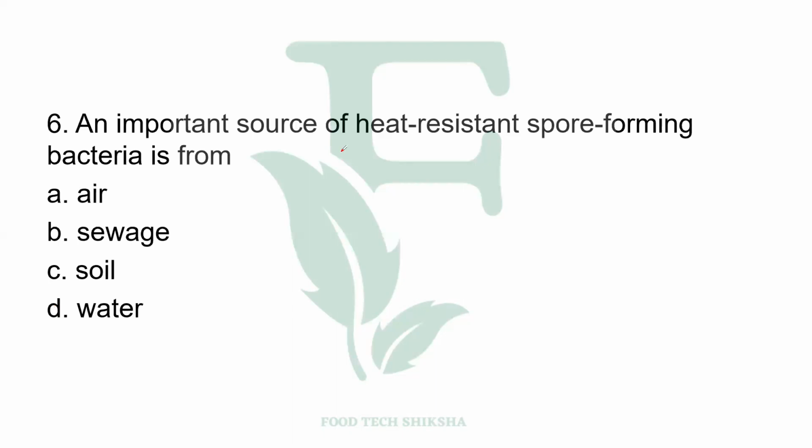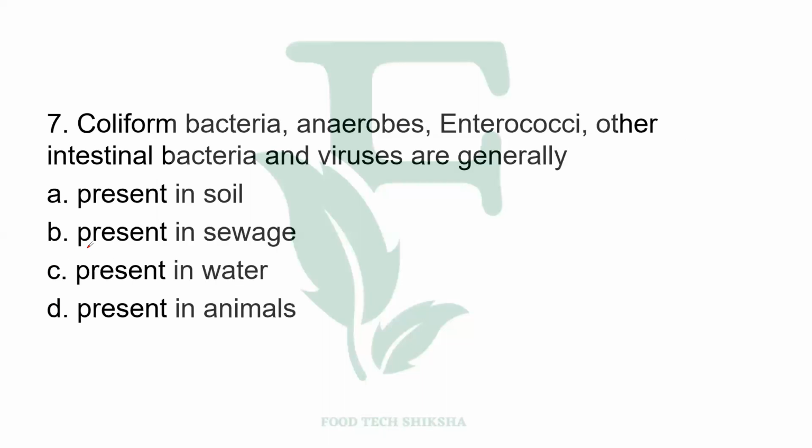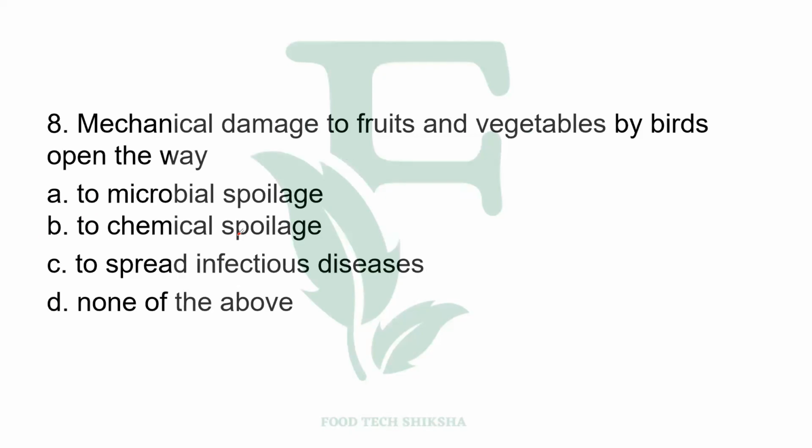An important source of heat resistant spore forming bacteria is from soil, as we have written in this video. Okay, so coliform bacteria, anaerobes, enterococci, other intestinal bacteria and viruses are generally present in sewage. Mechanical damage to fruits and vegetables by birds opens the way to microbial spoilage.